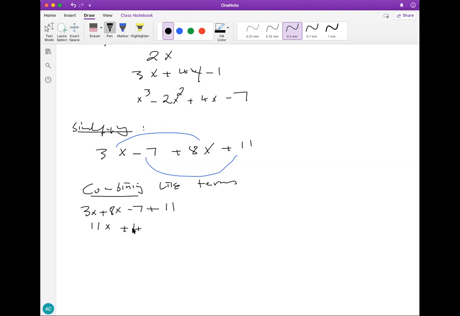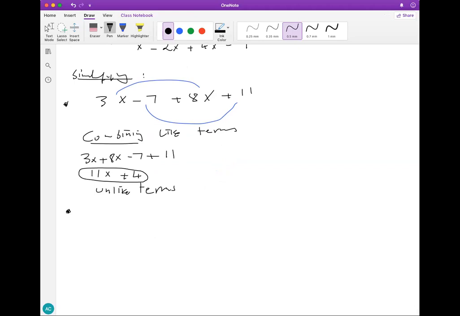And that's basically it. So you have 11x plus 4. And these can't be combined because they're not like terms. These are like terms, 3x and 8x, but these are unlike terms. So that's basically the final answer. You can't add 11 and 4. This one has x, this one does not have x. We don't know what the x is, so we can't just add these two. It could be different things. They are different things. They're unlike terms, so we can't combine. So that's basically how you simplify algebraic expressions. Does that make sense so far to everybody?